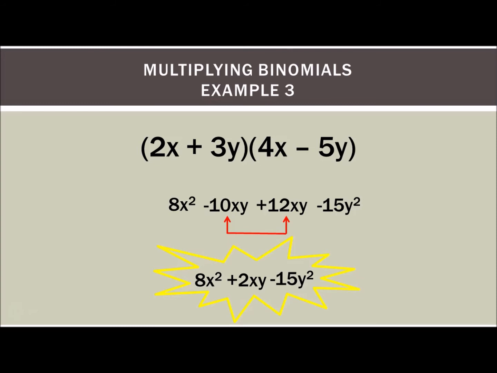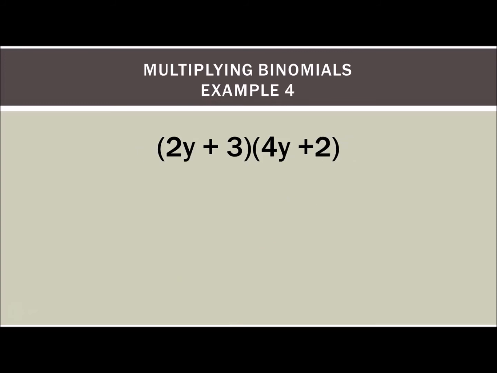Okay, let's now look at example 4. So same thing, we're going to take the first term and multiply it to the first term of the second binomial set. So it's going to be 2y times 4y, which gives us 8y squared. So let me go ahead and bring that down. So the next one is we're going to go ahead and multiply 2y times 2. So that's going to give me 4y. So I'm going to go ahead and bring that down.